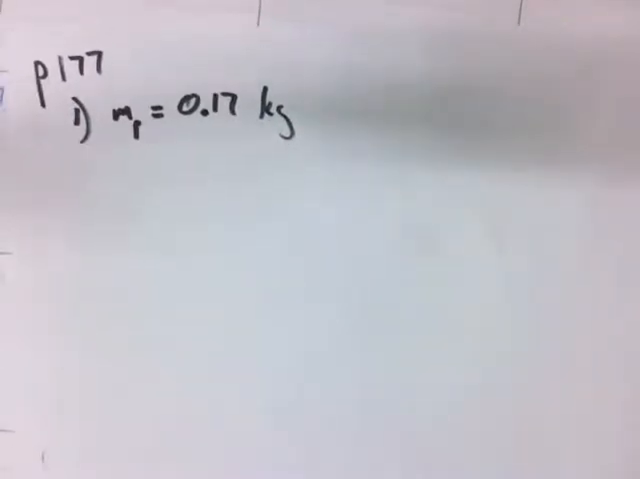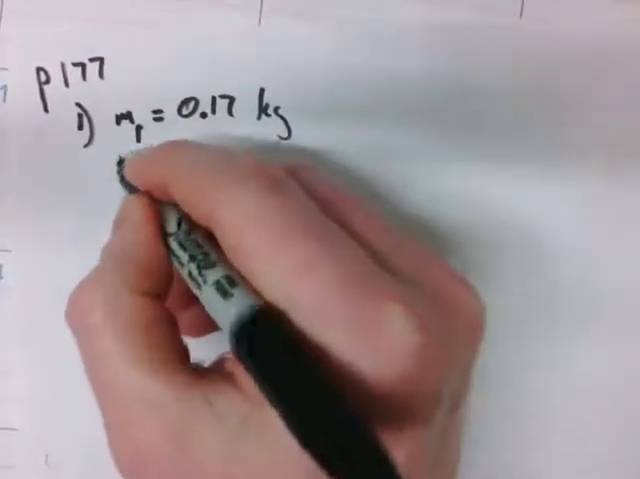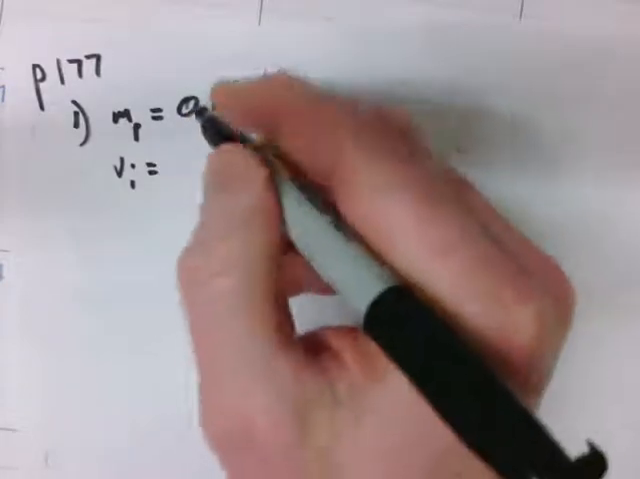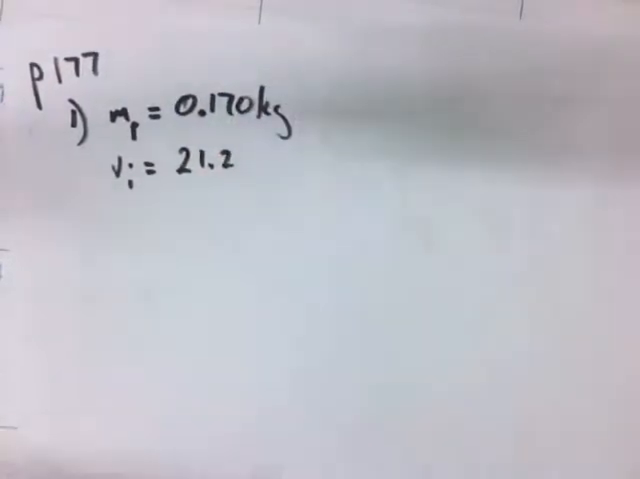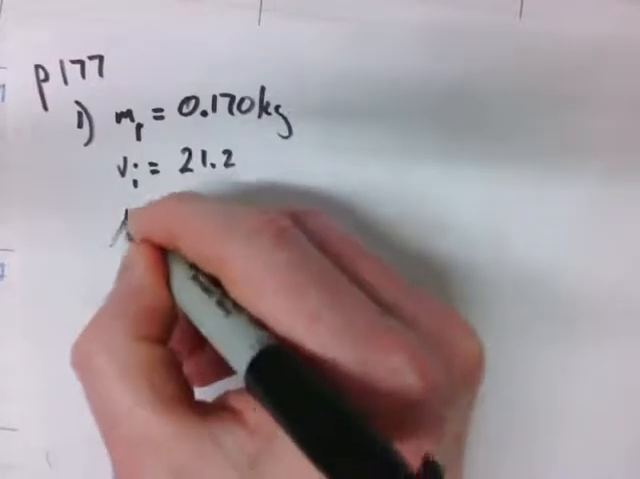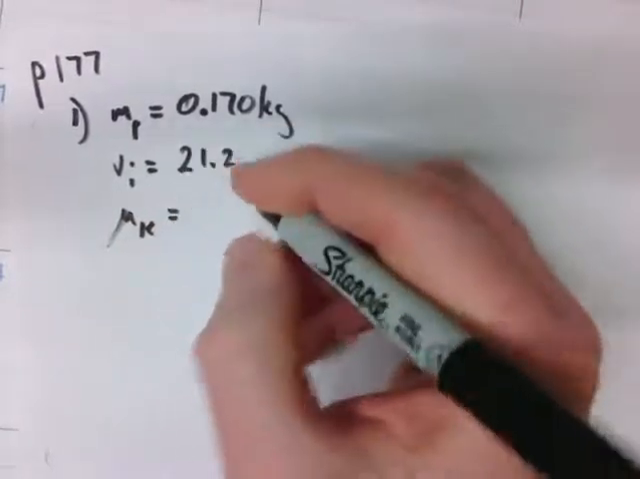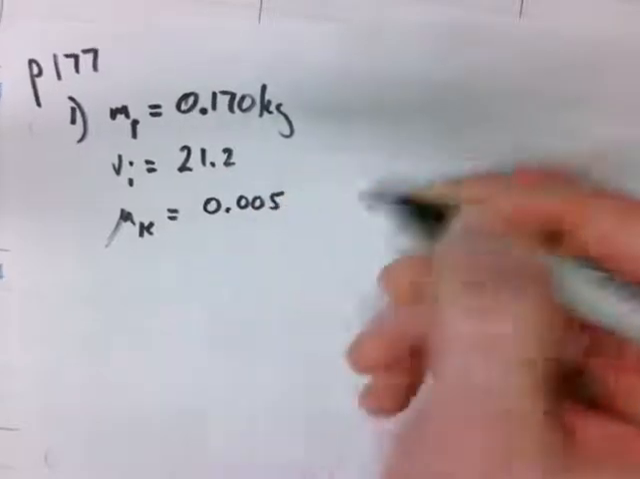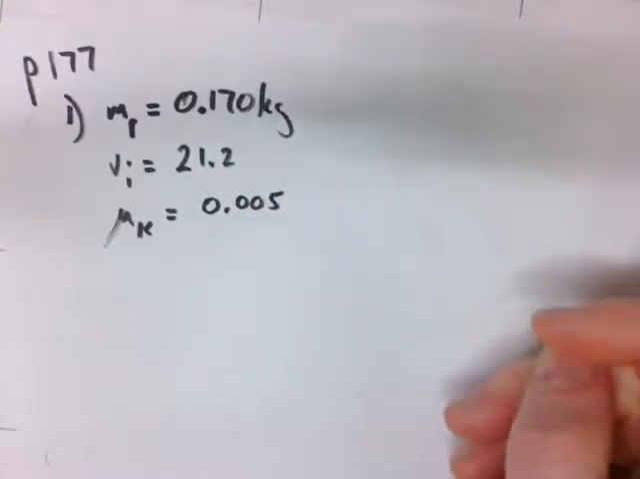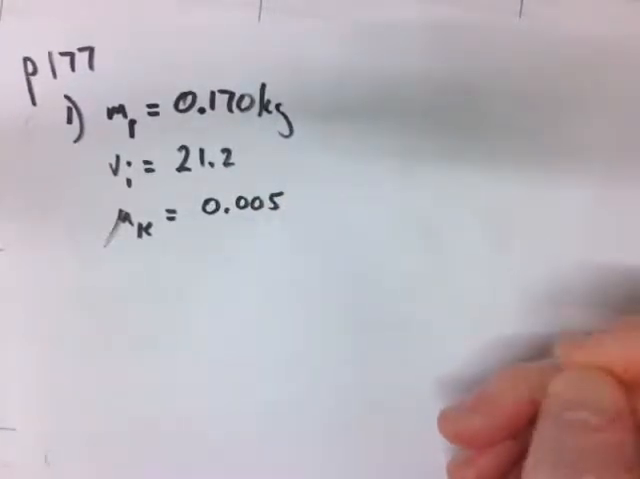So it's initially moving, oh, here we go. It's initially moving at 21.2, VI. See where this is going? 21.2 meters per second. I don't need to write that down. Along the ice, the coefficient of kinetic friction for the puck and the ice, mu K equals 0.005. What are they going to want? What is the speed of the puck after traveling 58.5?